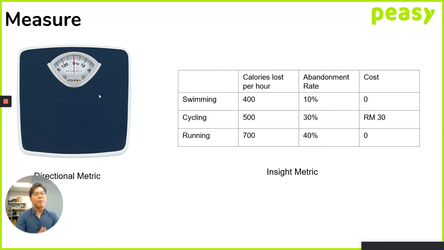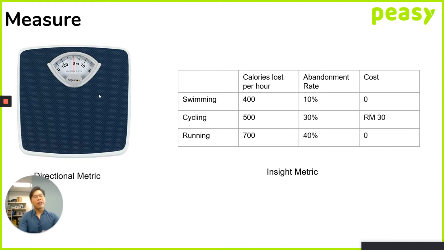So again, going back to measure. As I mentioned to you earlier on, we have two different types of metric. One is a directional metric that tells us whether we are doing well or not. Examples of directional metric are, hey, what is my cost per conversion, my CPA? What is the number of sales I have this month? Okay, what is my profit margin this month? Right? Those are directional metrics.